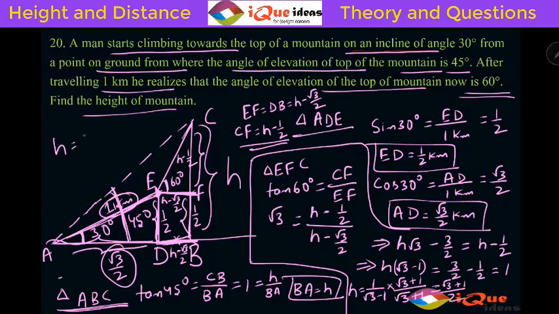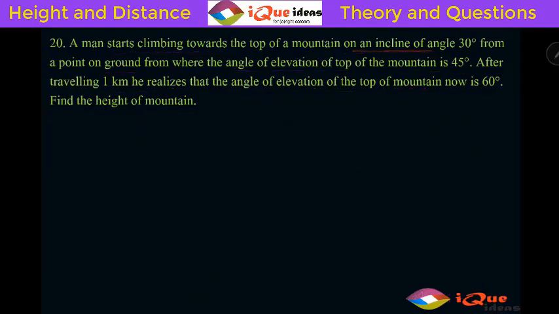So the height required is (root 3 + 1)/2 kilometers. Alright. Now this question is a very special question. There is another method of doing the same question. So I'll repeat the whole process but in a new method altogether. Look at this closely. So we'll again start from the very beginning, right?